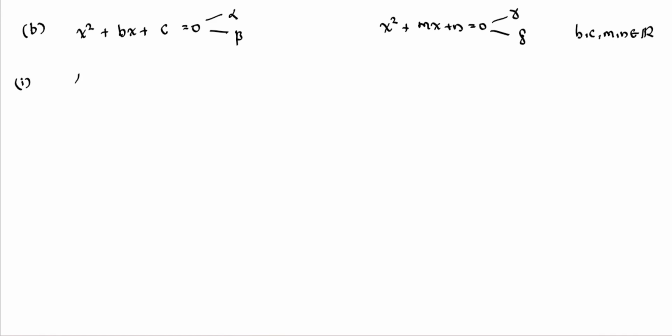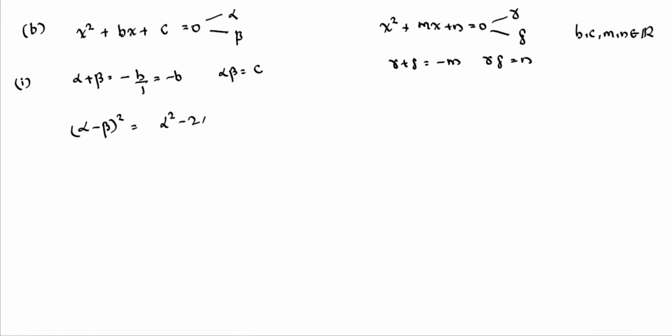Okay. We can do this by first of all having alpha plus beta equals minus b over 1, which is minus b, and alpha beta equals c over 1, which is c. Here gamma plus delta should be equal to minus m. Gamma delta should be equal to n. Okay. Now they are talking about alpha minus beta squared. This is equal to alpha squared minus 2 alpha beta plus beta squared. Rearrange this: alpha squared plus beta squared minus 2 alpha beta.